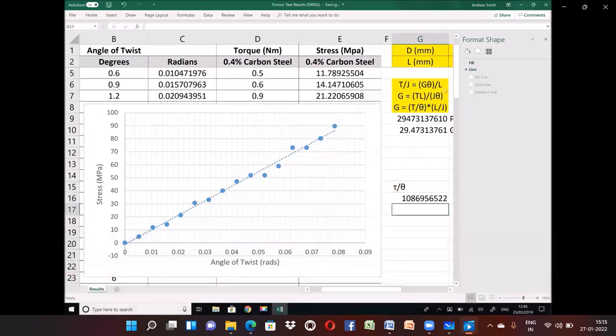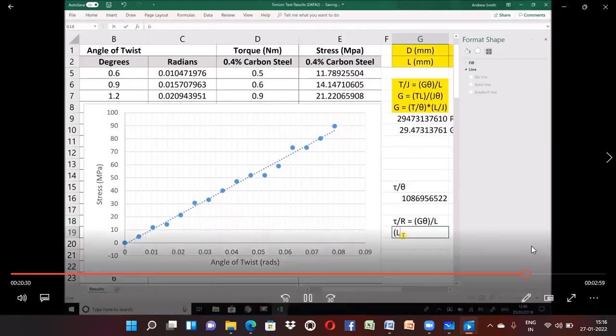So this time we need to return to our general torsion equation, but this time we have stress and angle of twist. So the two terms from the formula that we would need to use would be tau over r equals G theta over L. So we have tau over r equals G theta over L. But we need to rearrange that to make G the subject. So we need to times each side by L and divide each side by theta again.